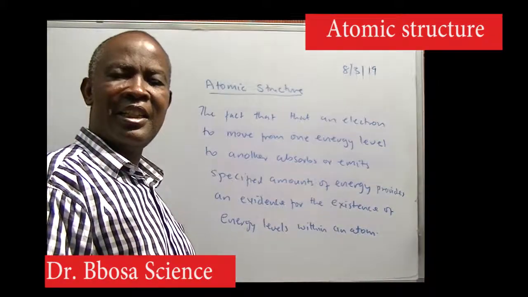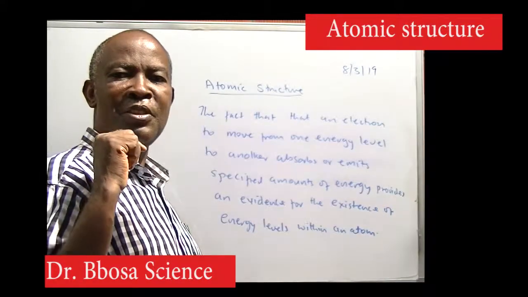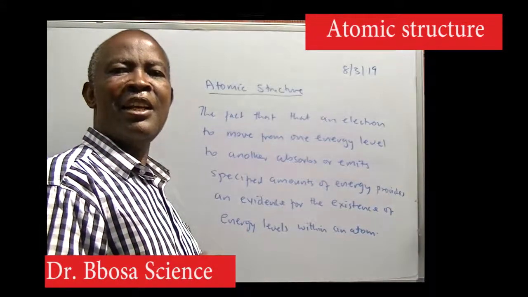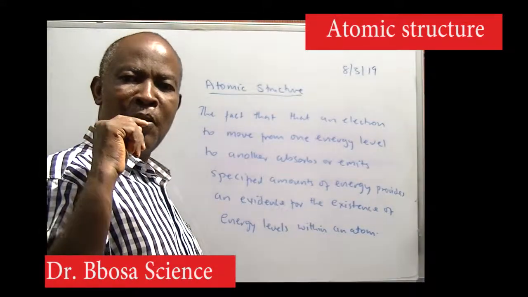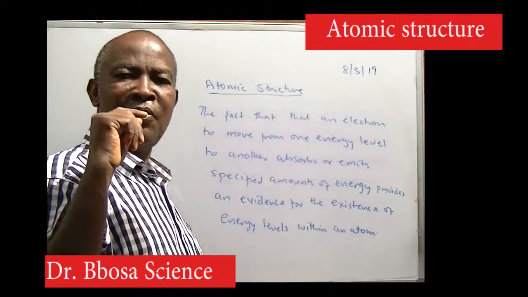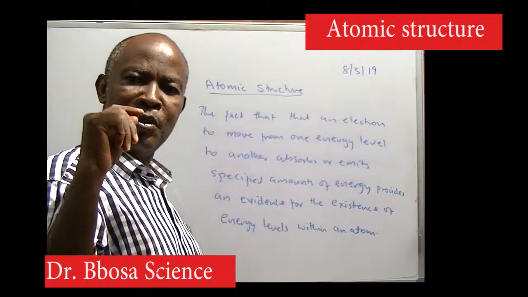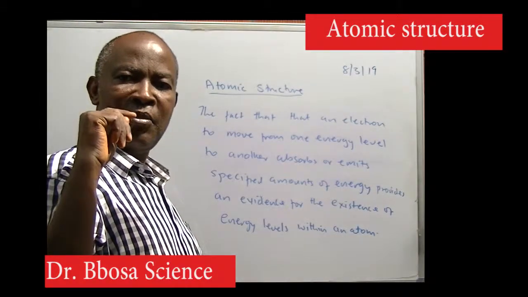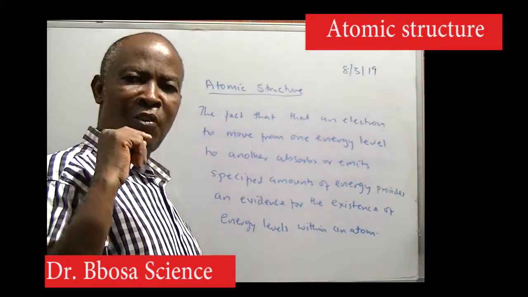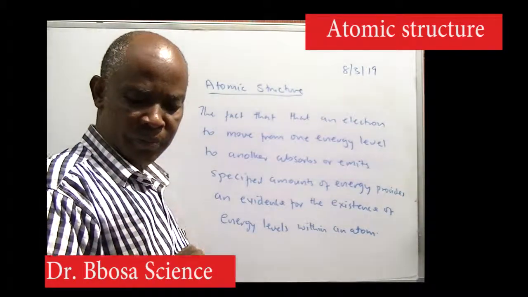So if you are asked, how can you provide evidence for the existence of energy levels within an atom? Tell the examiner that for an electron to move from one energy level to another, it absorbs or emits a specified amount of energy. So this shows that there are specified energy levels within an atom.